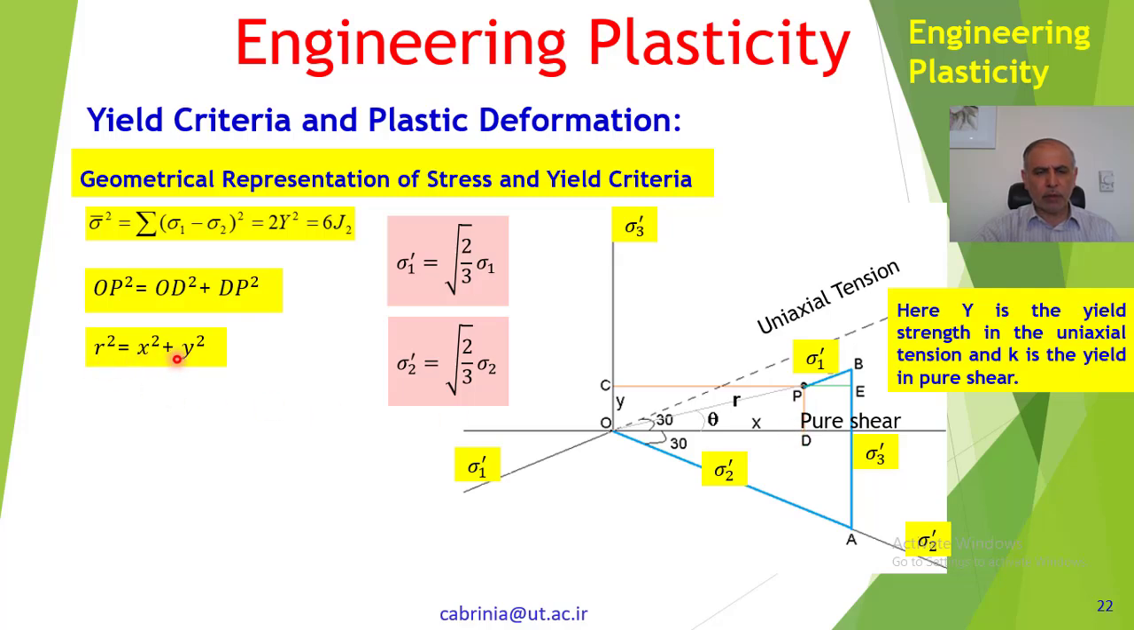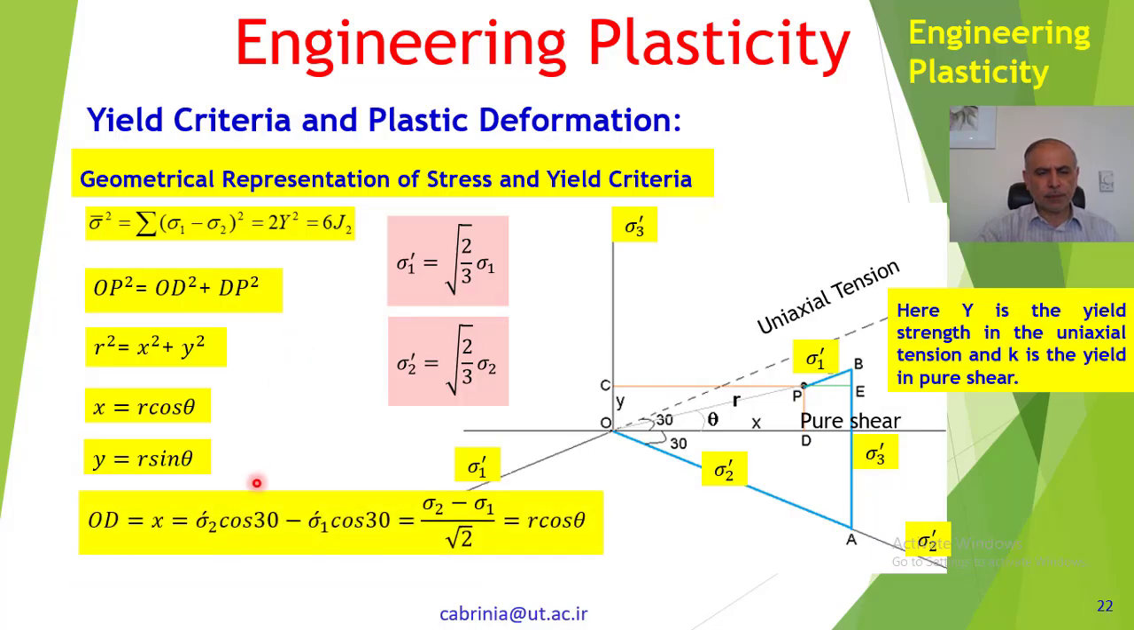So R squared is equal to X squared plus Y squared, and obviously X is equal to R cos theta and Y is equal to R sin theta, and therefore OD, which is X, could be written as sigma 2 prime cos 30. Sigma 2 prime is OA, in fact. OA cos 30 is that length. Okay, so sigma 2 prime cos 30 minus sigma 1 prime cos 30.